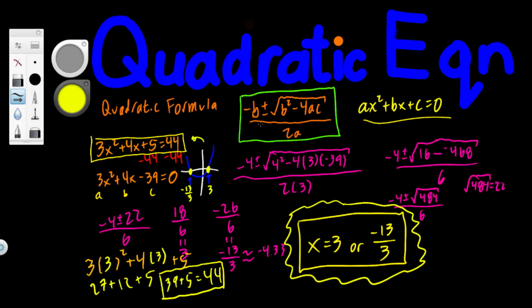And those are the roots of this quadratic equation. And we used the quadratic formula to solve it. And we came up with two possible solutions of x. X is 3, and x is negative 13 over 3.